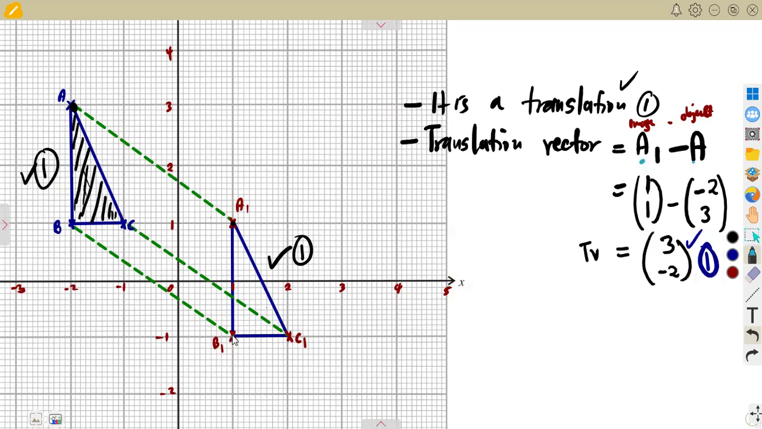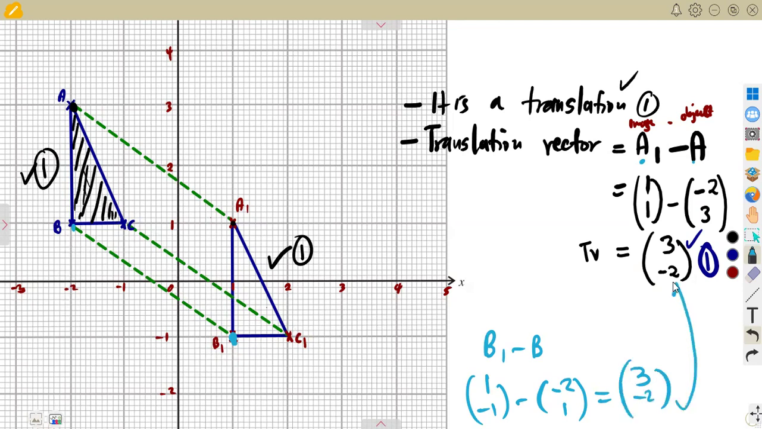Let's say you decide to use B1. B1 is on the image. So if you use B1, you are going to subtract B. B1 minus B. So what is the point B1? B1, remember, it was (1, -1). (1, -1) minus B. We must have the same answer. The point B, it was (-2, 1). This is (-2, 1). If we subtract 1 minus 2, that's a positive 3. Minus 1, that's a minus 2. So as you can see, we are obtaining the same translation vector.